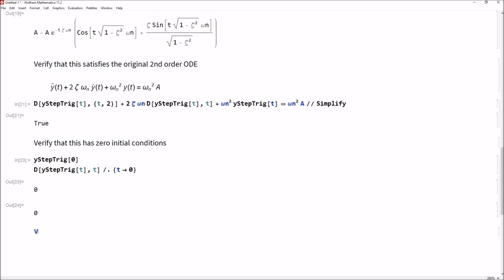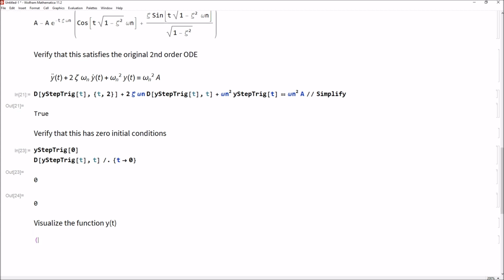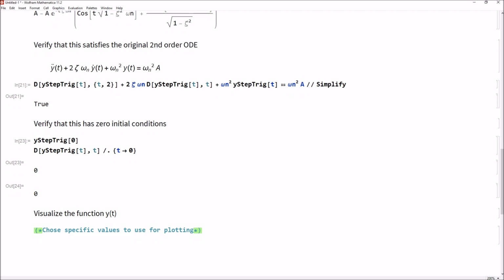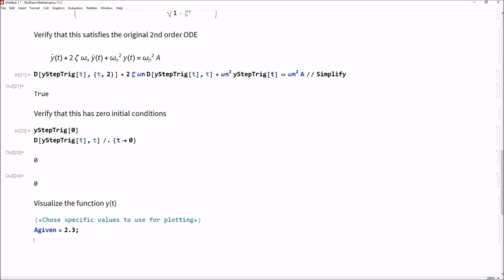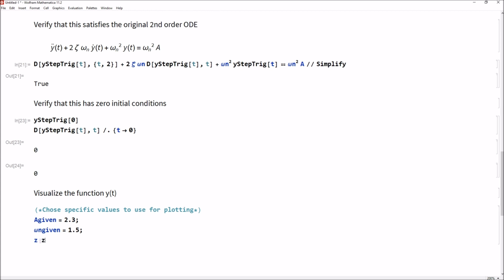So maybe since we're sitting here in Mathematica, let's try to get a visual of what this thing looks like. Let's visualize the function y of t. We've got to pick some values for things like omega n, zeta, and the amplitude. So let's choose specific values to use for plotting. I need to pick an amplitude that I'm going to hit this thing with. Let's say a given is like 2.3 units. And the natural frequency of the particular system, how about 1.5? And how about the zeta that I'm interested in here is something like 0.2.